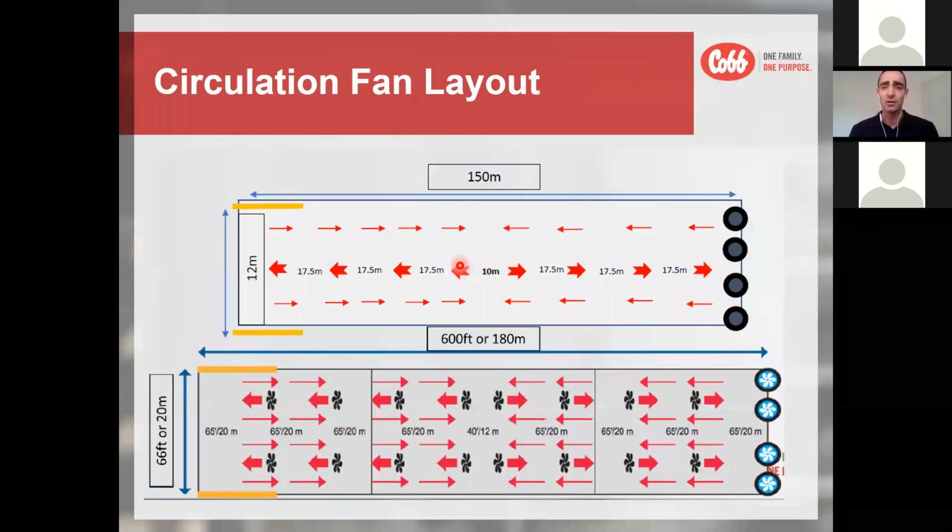Now for the layouts you install in your houses. I don't think there are too many houses in the RCL Foods group that are 20 meters wide. There might be a few, but generally around 12 to 15 meter wide houses, you're going to have one line in the middle of your house. You have the fans in the ceiling, one pointing to one side of the house, the gable end, and the other one in the center going the other side, and then you space the fans about 17.5 or 18 meters apart, blowing in that direction.